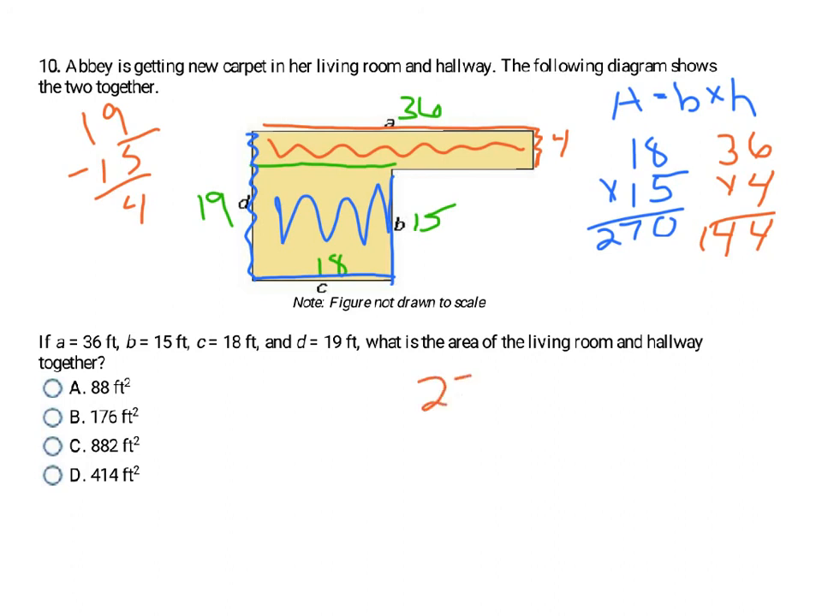So now I just have to add those two numbers together to get the total area of both the living room and the hallway. And when I do that, I get 414 feet squared, which is choice B as my final answer.